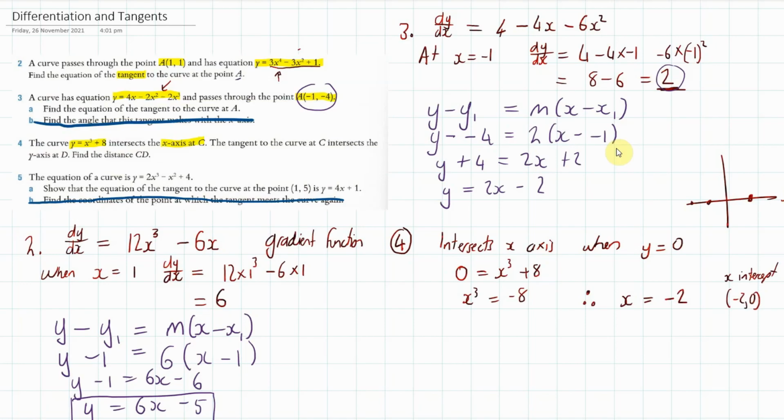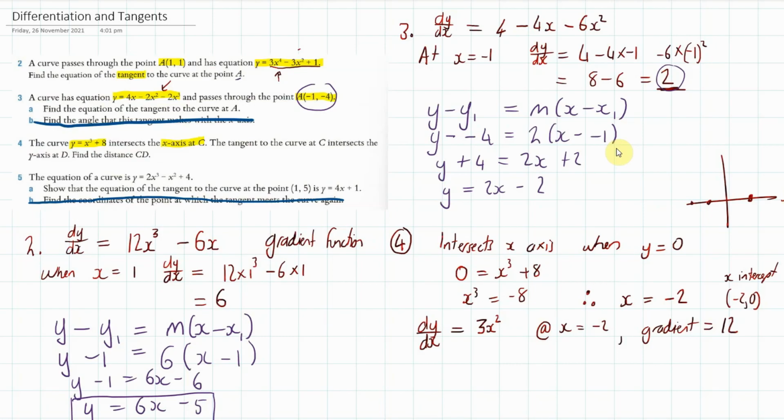Now the tangent to the curve at C intersects the y-axis at D. Okay, so let's find the gradient function now. So dy/dx. See if you can do that for this quickly. Should be 3 times 1, which is 3x, drop the power down to 2, and then the 8 drops out. And at x equals minus 2, gradient equals 3 times negative 2 squared. Negative 2 squared is 4. 3 times 4 is 12. So the gradient will be 12.